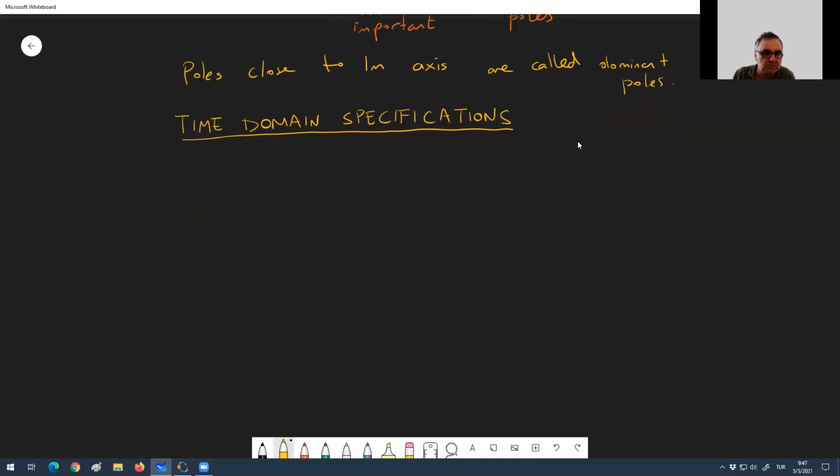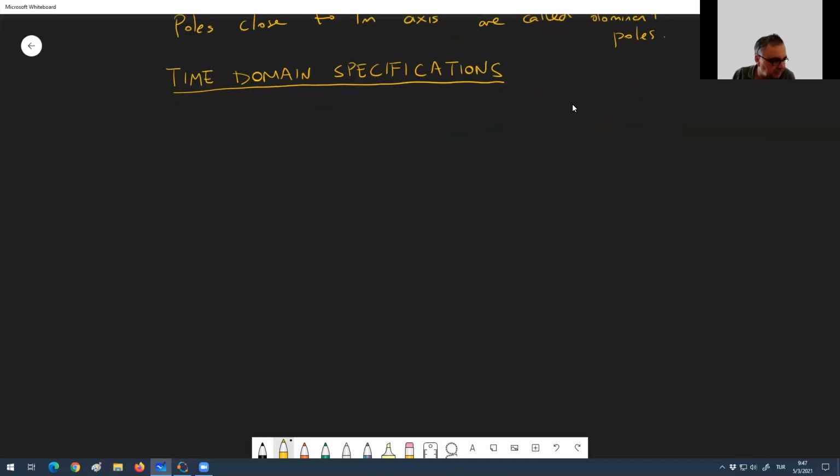Okay, so the topic is time domain specifications. We have a control system which we want to control, and we want it to respond nicely to our commands and reject disturbances. What do we mean by commanding, responding nicely? Let me give you an example.